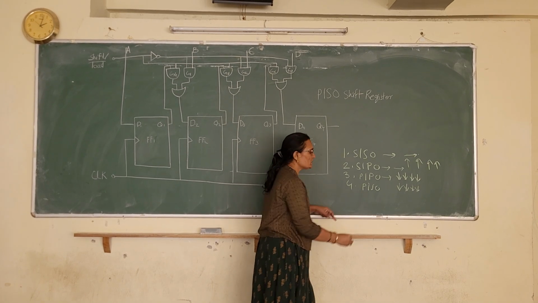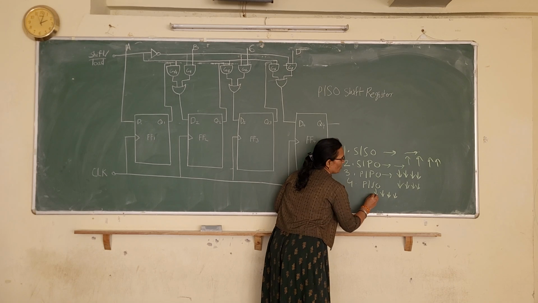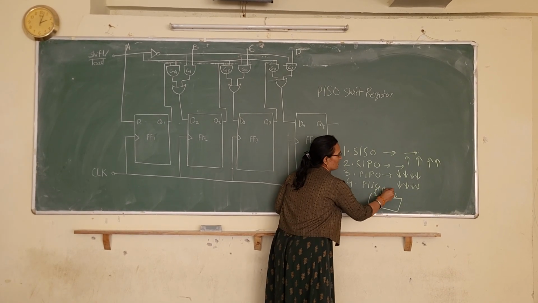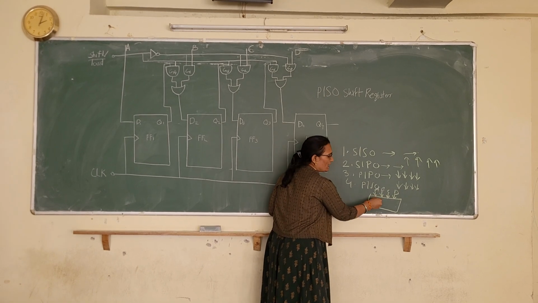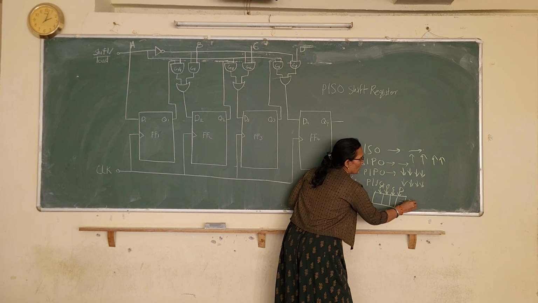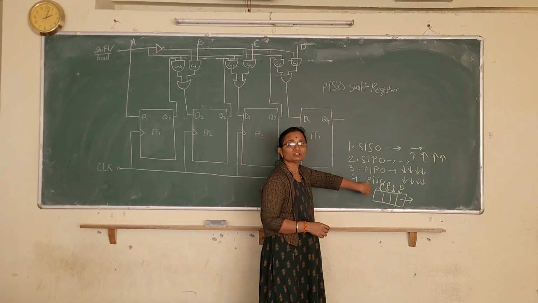It means your data is entered in parallel into the register, means flip-flops. We'll take a very simple example. A, B, C, D. This data is to be parallel entered into 4 flip-flops and this data is serially out. Let us see the working of the parallel in serial out shift register.